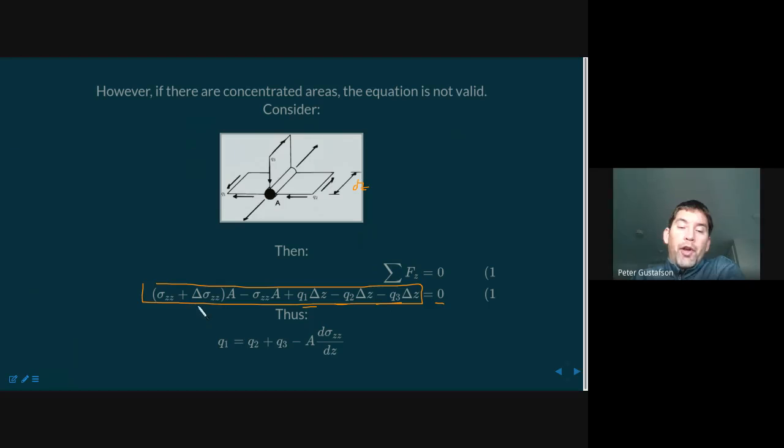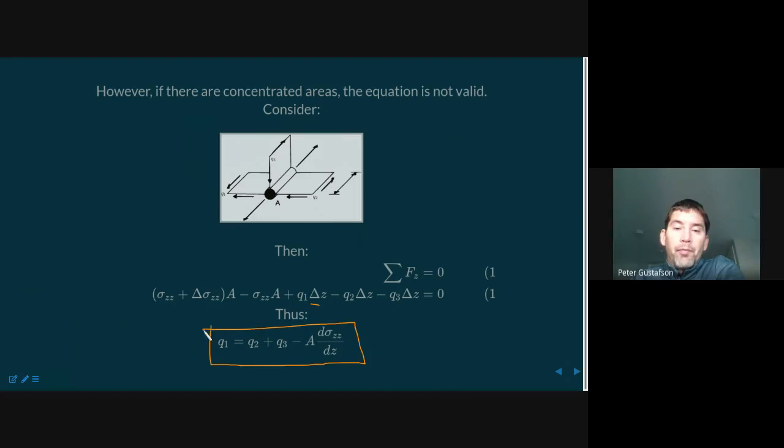And then, much like we have throughout the semester, we can take the limit. First of all, we can divide by dz, and then take the limit as dz goes to 0. And when we do that, we get this equation. Q1 is equal to Q2 plus Q3 minus the area times d sigma zz dz.